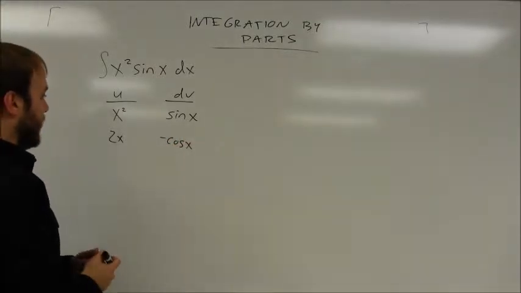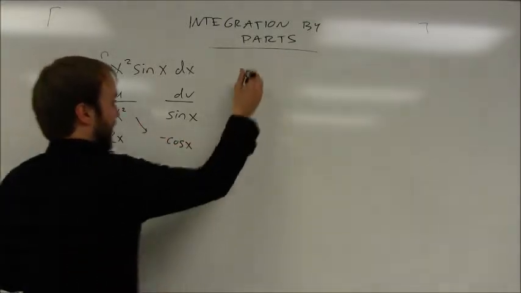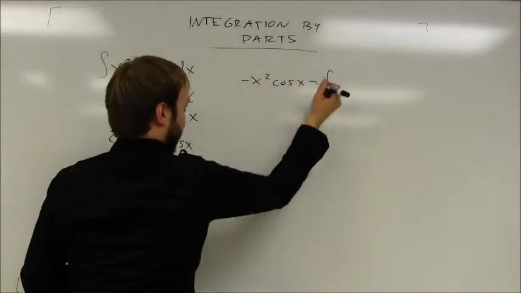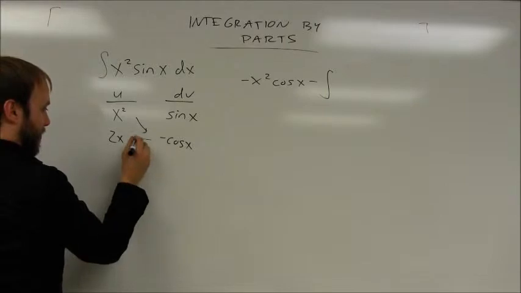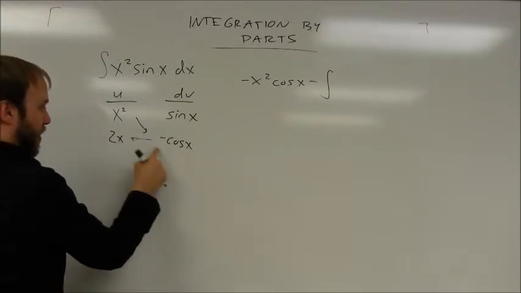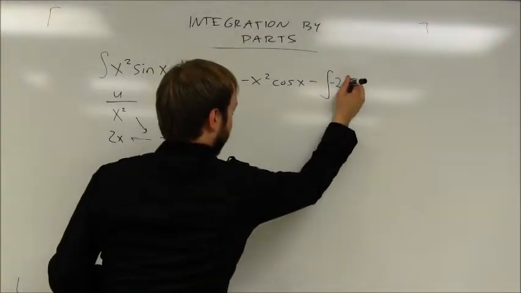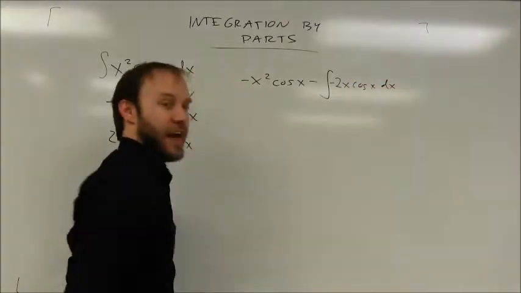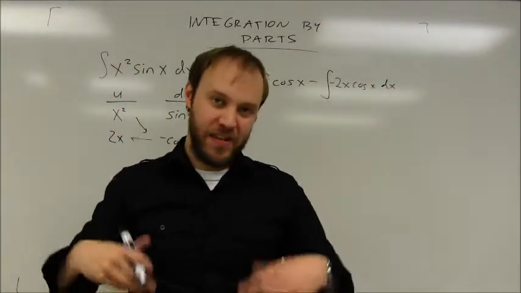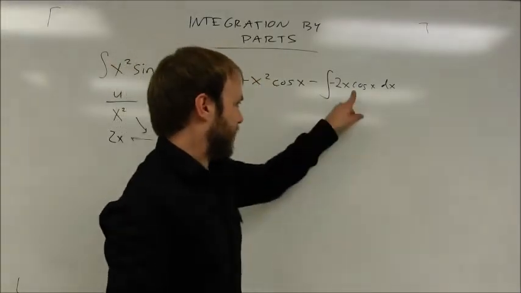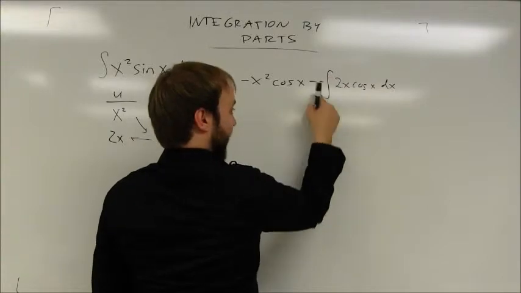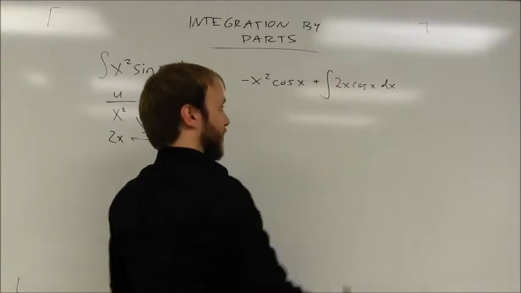So what I have at this point is the product, negative x squared cosine of x, minus the integral, and then I subtract the integral of the product going this way. That's going to be negative 2x cosine of x dx. Now I run into a problem, and it's a pretty significant problem. First of all, I have minus and negative, so I'm going to move that negative out there. Minus a negative is the same thing as a plus. That'll simplify a little bit.